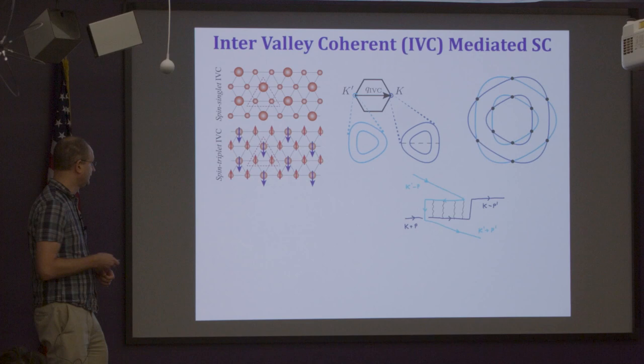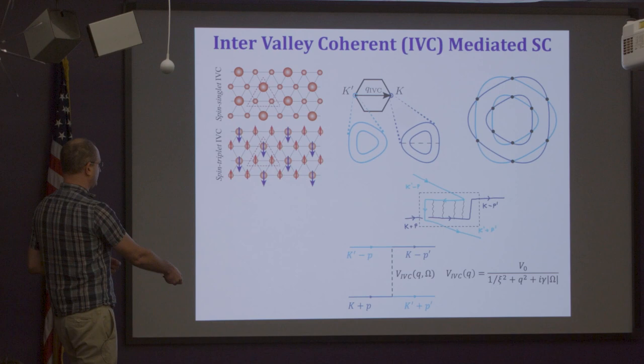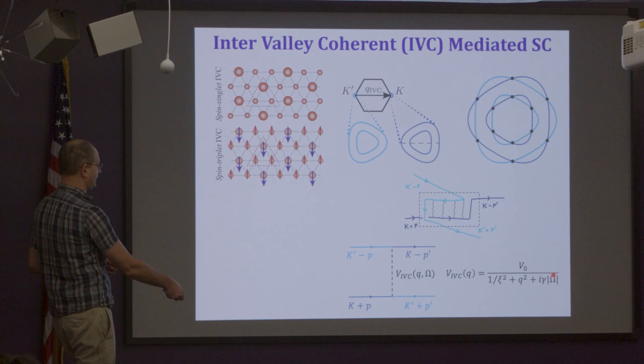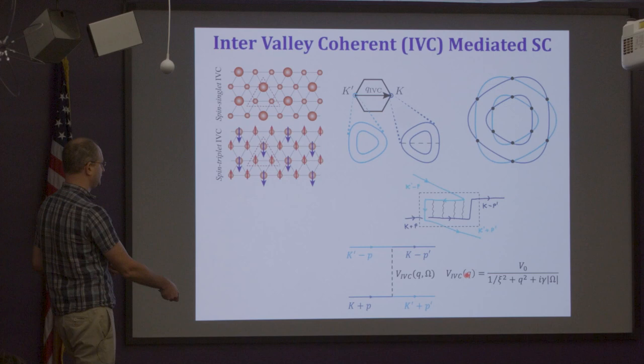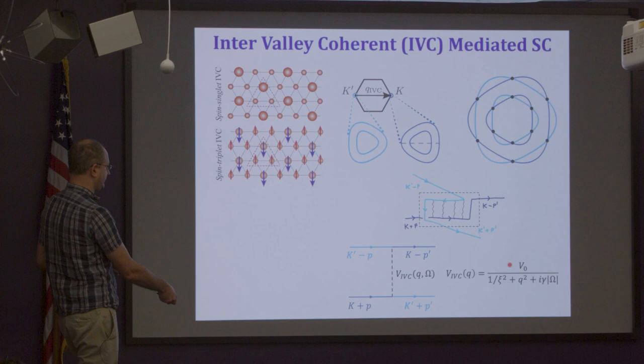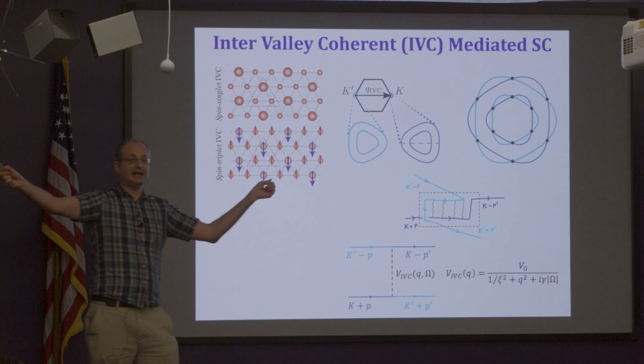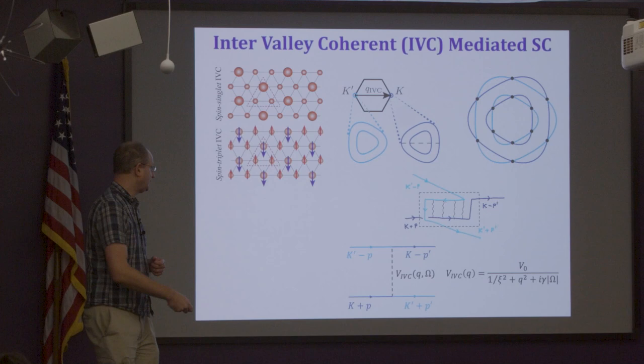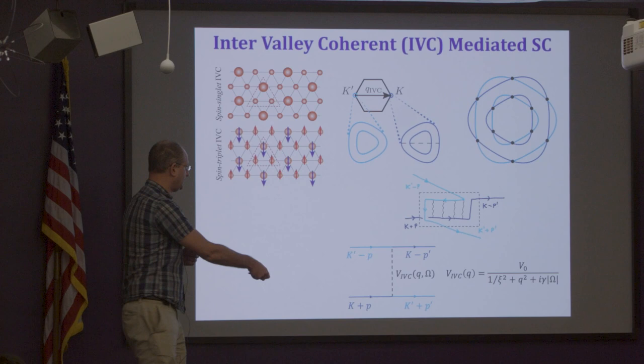So we can lump this vertex and just call it an effective IVC-mediated interaction, and that interaction has this form. If you look at zero frequency, sorry, this should be Q and omega. In general, this is a dynamical interaction. It just has this form, 1 over xi squared plus Q squared, where xi is the correlation length of the IVC fluctuations that should diverge if we're approaching a continuous normal to IVC transition. And then at finite frequency, as Andre mentioned, you have this Landau damping term. Yes.